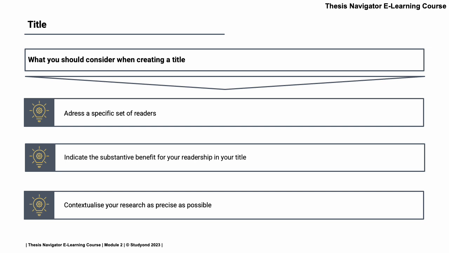First, we recommend that you define an appealing title for your thesis project. This is an important step as a good title is like the shop window of a store. It should be appealing enough to attract the attention of your supervisor and clear enough to show him or her what to expect from your thesis. When formulating the title, you should pay particular attention to the following 3 things. First, address a clear readership in the title. Second, indicate the benefits of the content for your readership. Third, contextualize your work as precisely as possible.